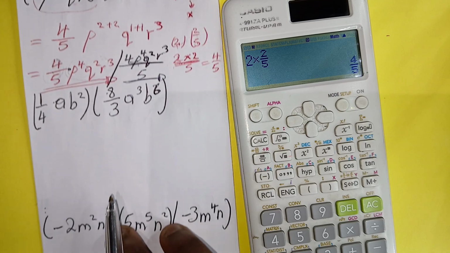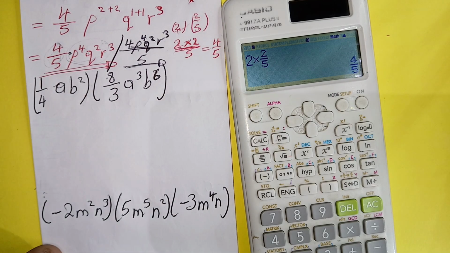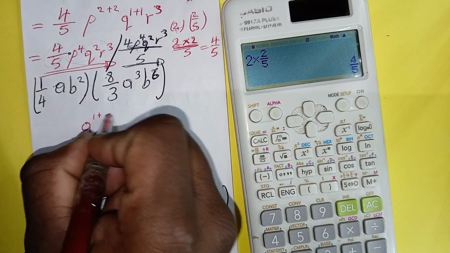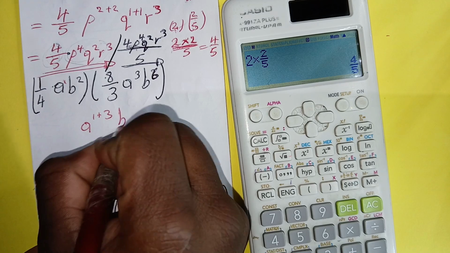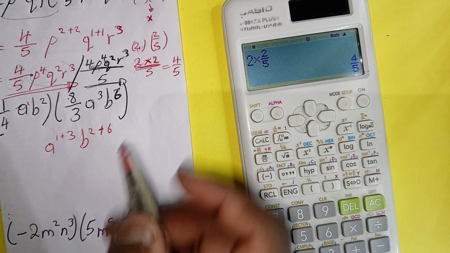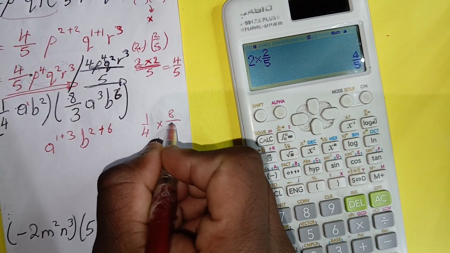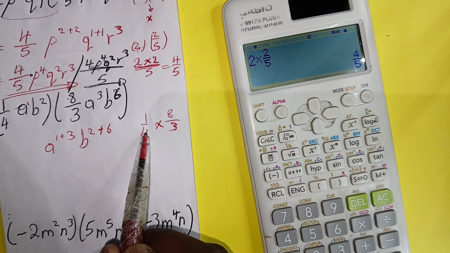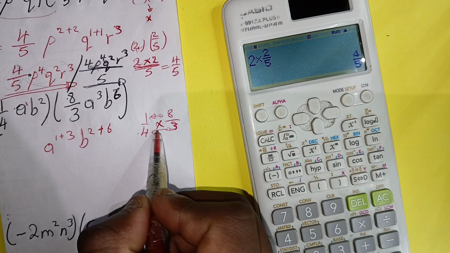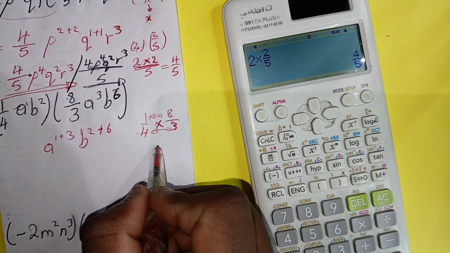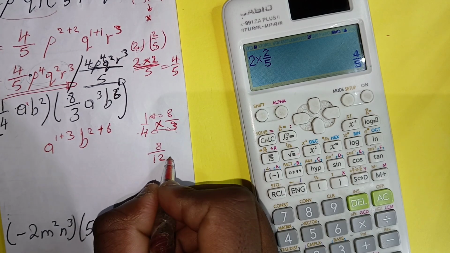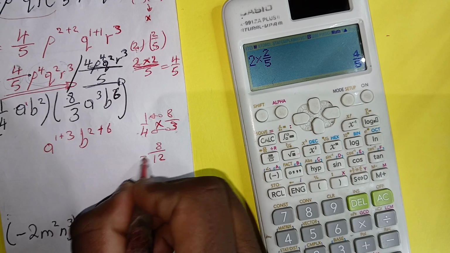So here's another question. Now we know that when you multiply the same base, you add the exponent, so a^(1+3). Here is an invisible 1, and b^(2+6). Now when you multiply two fractions like 1 over 4 multiplied by 8 over 3, you should know that you multiply numerator to numerator and denominator to denominator. So 1 multiplied by 8 is 8. Then 4 multiplied by 3 is 12.